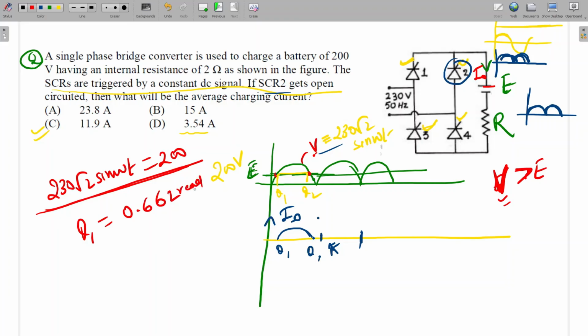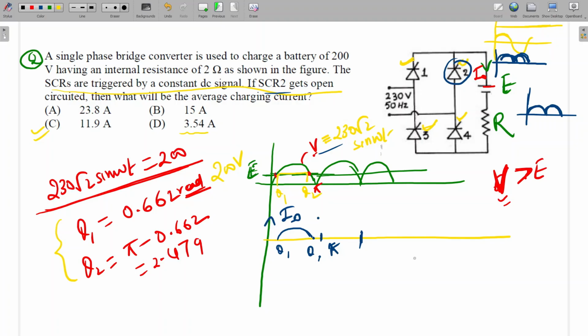Is it correct? And what is the value of pi? So theta 2 will be pi minus 0.662, which is 2.479. Is everyone getting this value? Yes, sir. Okay.